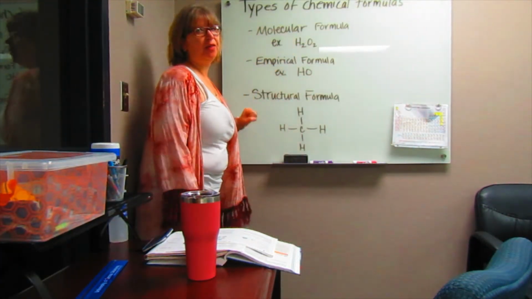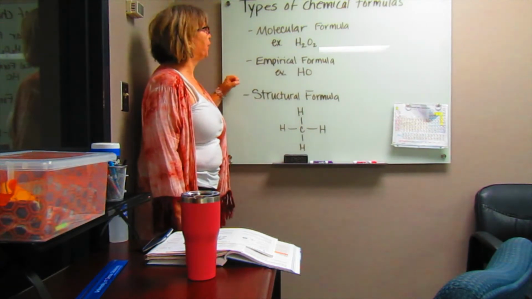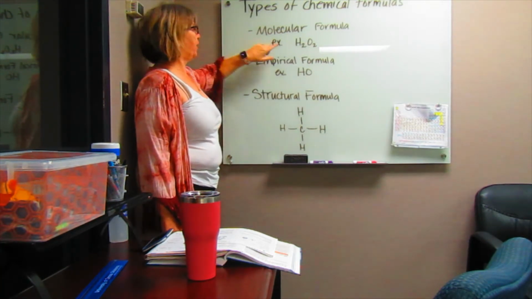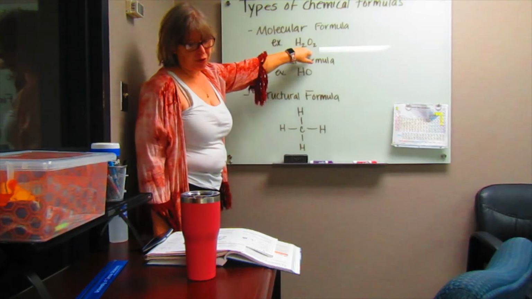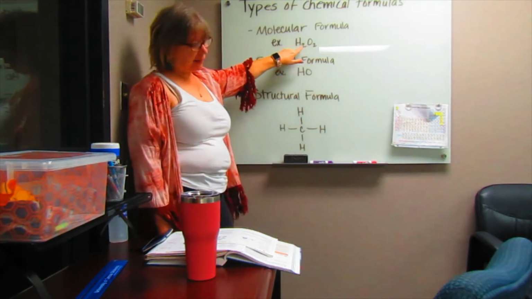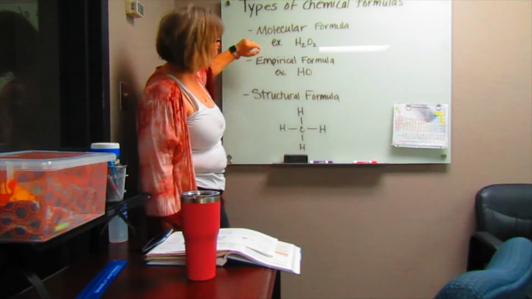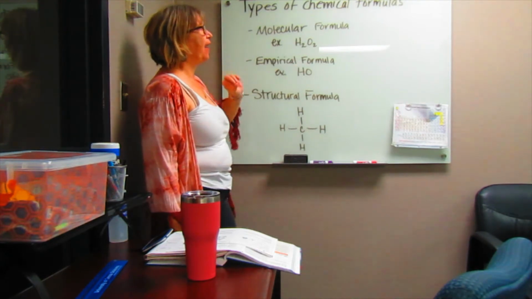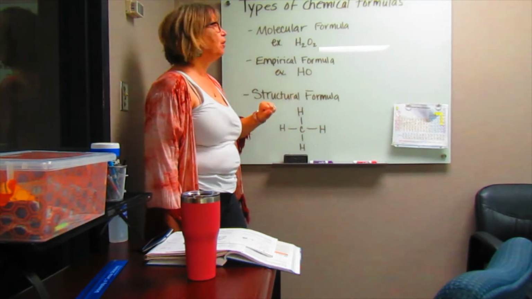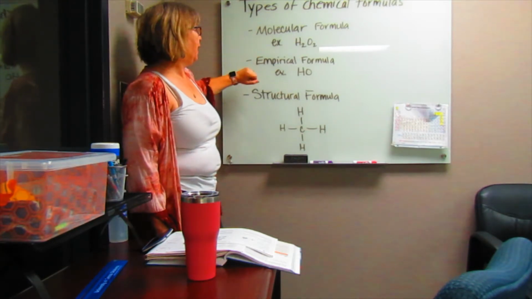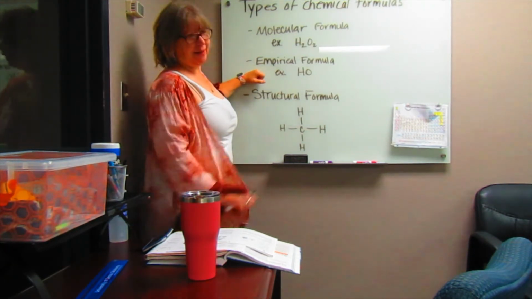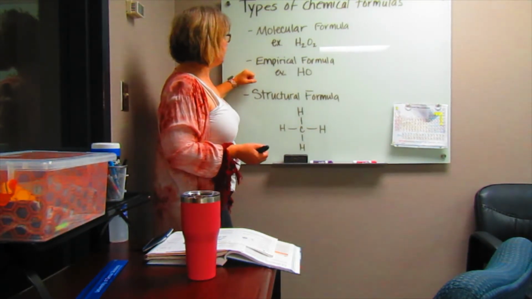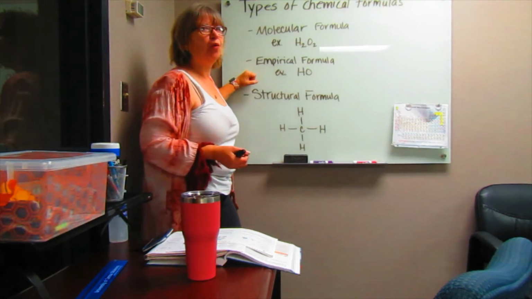I have identified 3 types of chemical formulas on the board for you. The one that we use most often is molecular formulas. An example of that would be H2O2, which is hydrogen peroxide. A molecular formula represents the actual number of atoms of each element in a compound. An empirical formula is kind of like a skeleton, so it's the simplest whole number ratio of atoms of each element in a chemical compound.